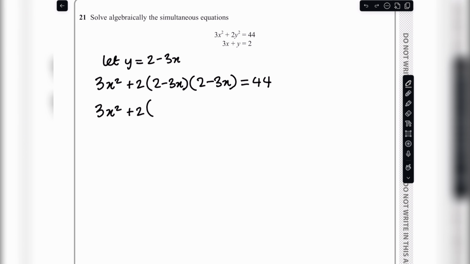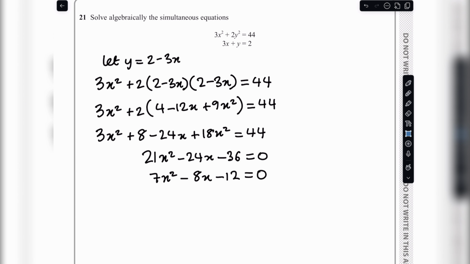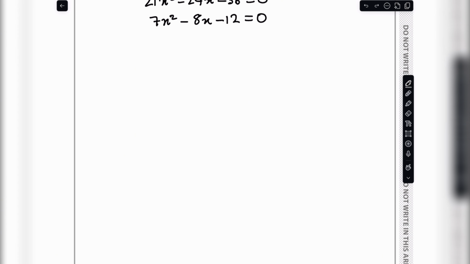So 3x squared plus 2 times 4 minus 12x plus 9x squared equals 44. And once we expand our brackets, we have 3x squared plus 8 minus 24x plus 18x squared, and that equals 44. So if we move 44 to the left hand side and simplify the entire left hand side, we get 21x squared minus 24x minus 36. And if we divide this entire equation by 3, we get 7x squared minus 8x minus 12, and that equals 0. And after factorizing this, we have 7x plus 6 multiplied by x minus 2, and that will equal 0.